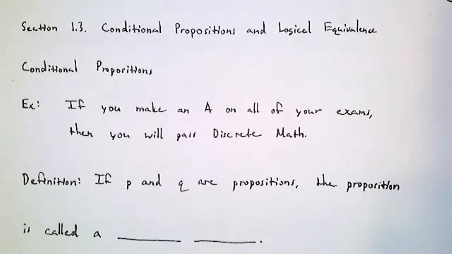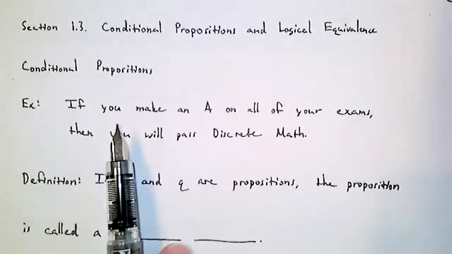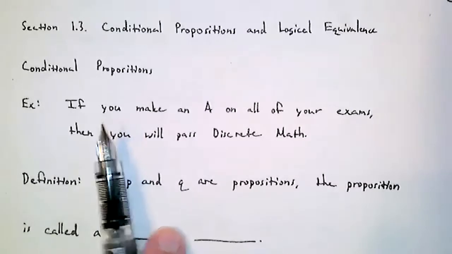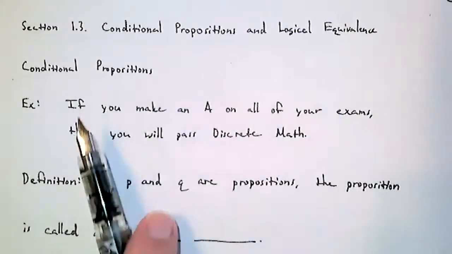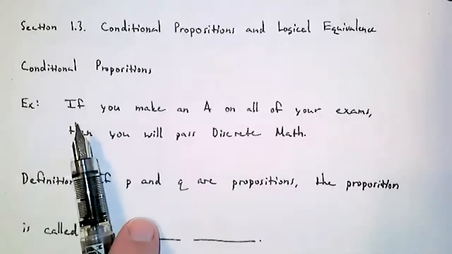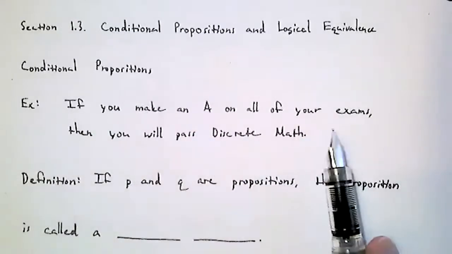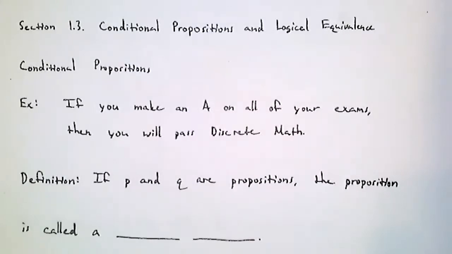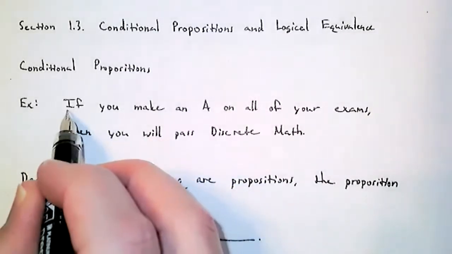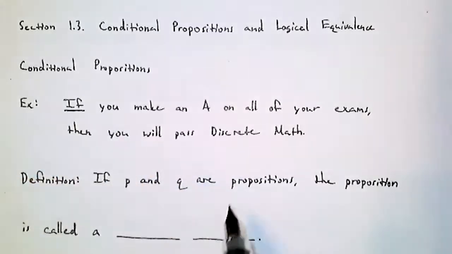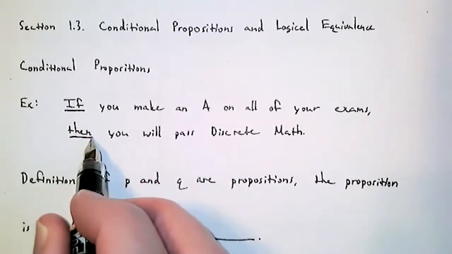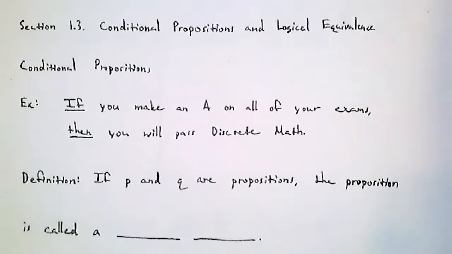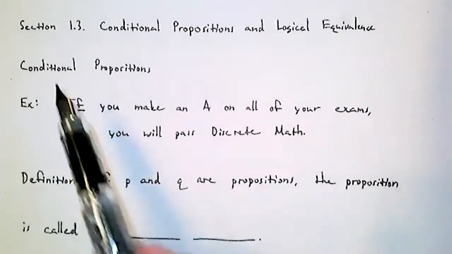So let's dive right in with an example. This sentence is an example of a conditional. If you make an A on all of your exams, then you will pass discrete math. And the structure here is an if-then statement. And that's what we mean by a conditional.